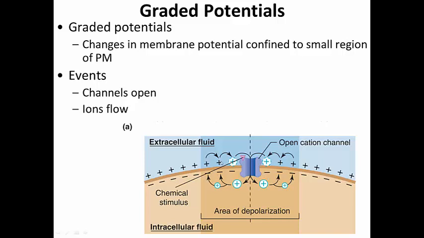Furthermore, we notice that on the exterior of the membrane, as positively charged ions are pulled through the ion channel, other positive ions move in the direction of that ion channel. And so we have this overall movement of positively charged ions from the exterior to the interior of the membrane in a graded potential.